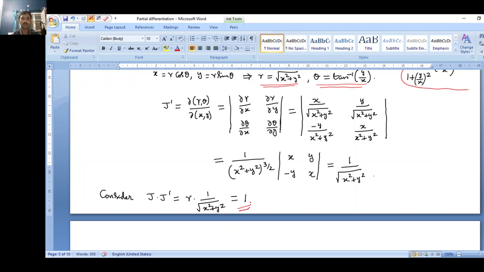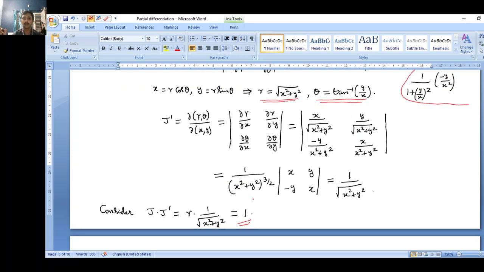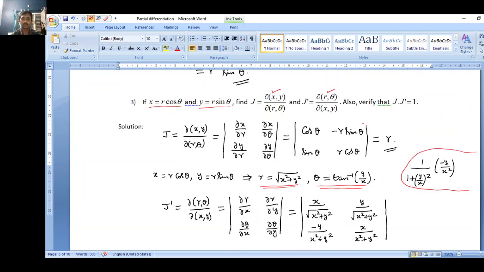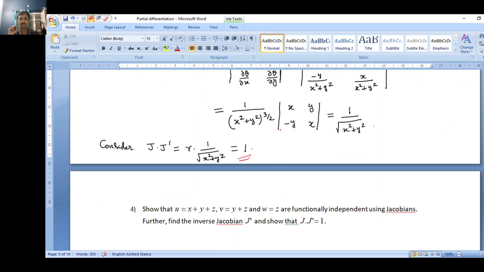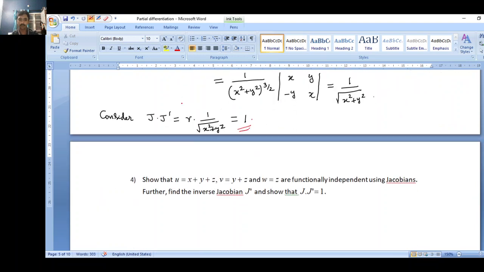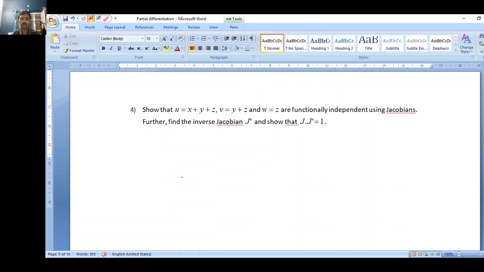Now we'll take up a little similar problem as the next one. This problem is about showing that u, v, and w are functionally independent using Jacobians. Of course, there is another bit where we'll have to find out the inverse J dash, and of course we'll also have to show that J J dash is going to be 1.